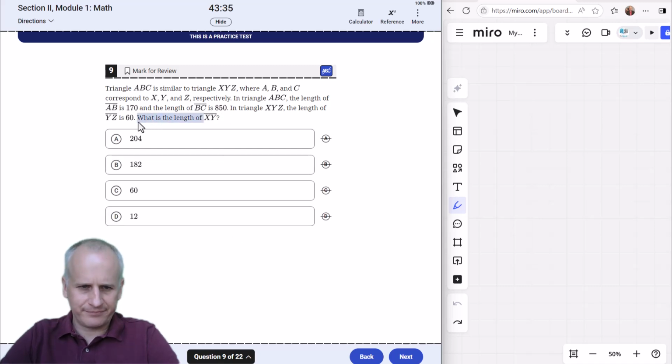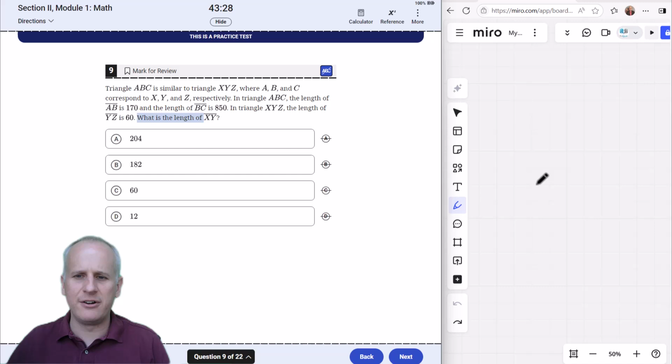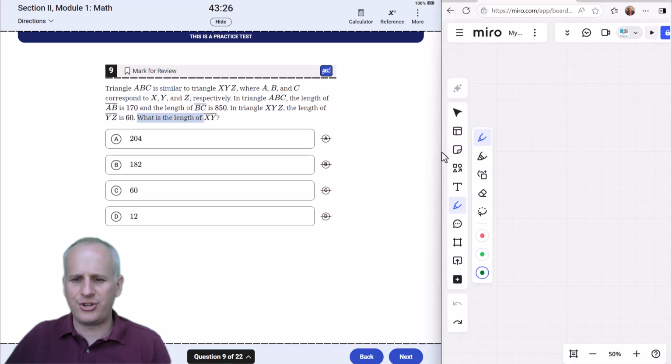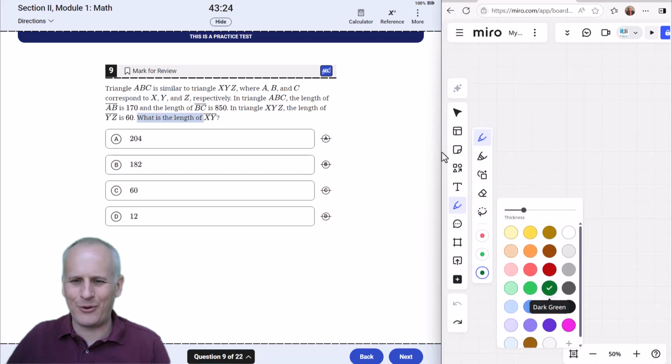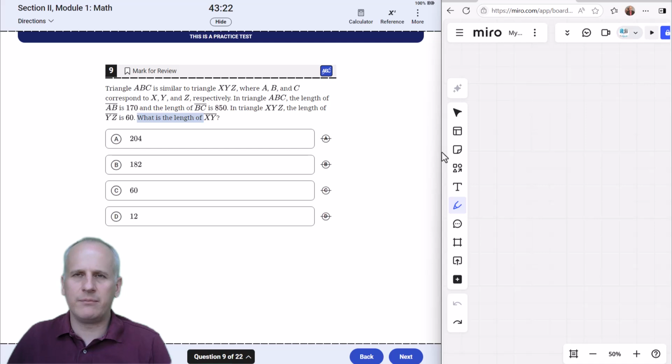So we are being asked for the length of xy, and I'm going to actually engage the scratch pad here just so that I can show how to do this without actually drawing anything, because I don't want to draw unless it's absolutely necessary on this exam. It's just not efficient. So triangle ABC is similar to triangle XYZ, where ABC correspond to X, Y, and Z.